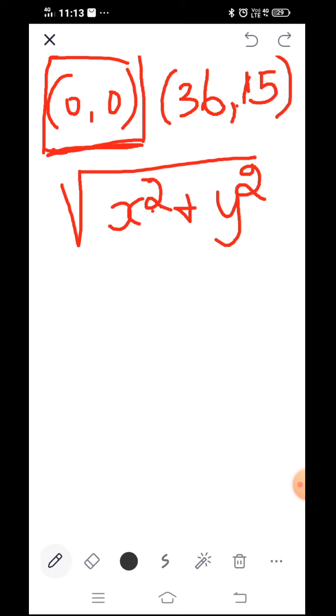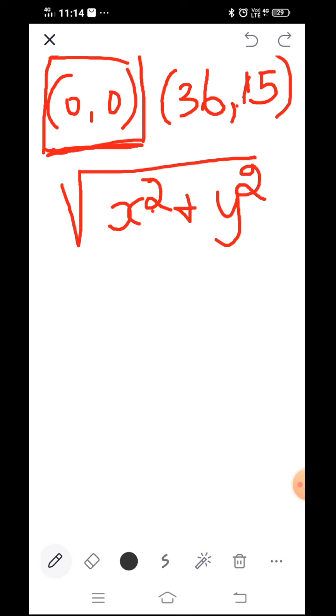But this is easy. Just by seeing the formula itself, you can understand. Instead of x2 minus x1 the whole square, if we write x square, that is easy, no? So this is easier than the first one. This is applicable only if one of the coordinates is 0, 0. Only for these kinds of sums you have to apply it.